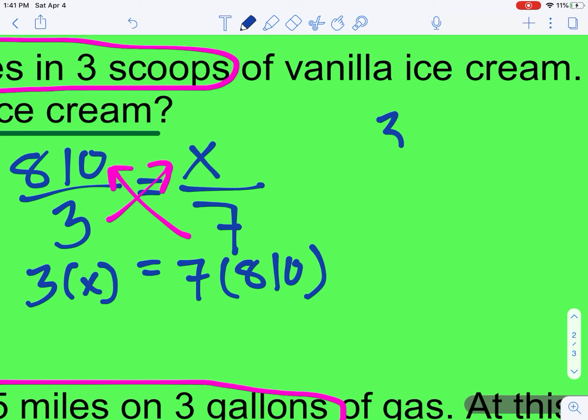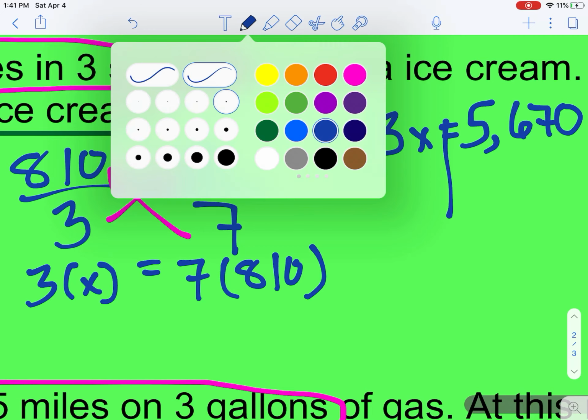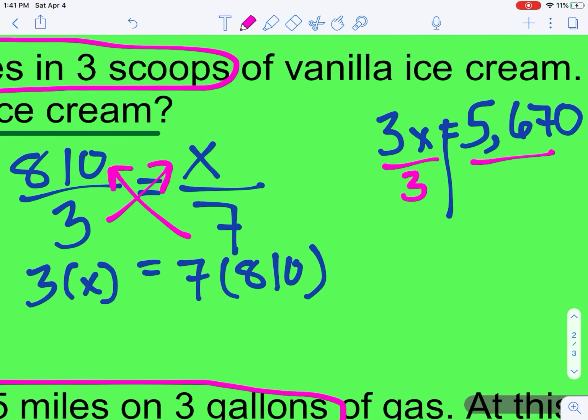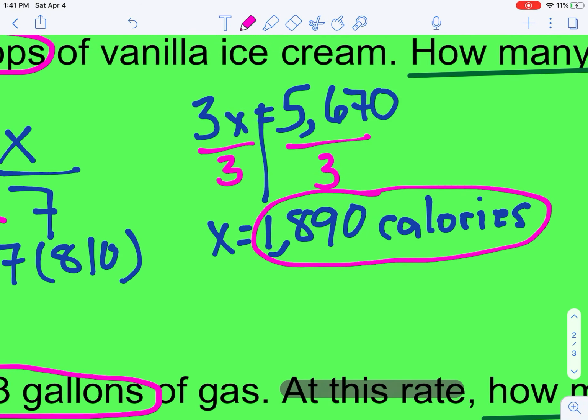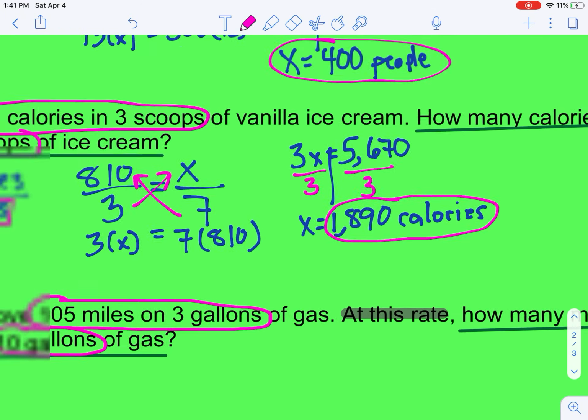3 times x is 3x. And 7 times 810 is 5,670. So I'm going to draw my line. And I need to get rid of that 3, so I'm going to divide by 3 on both sides. And x equals 1,890 calories. So in 7 scoops of vanilla ice cream, there's 1,890 calories.